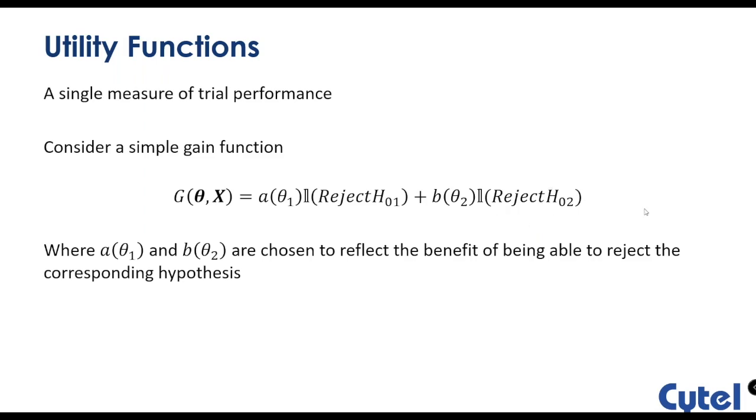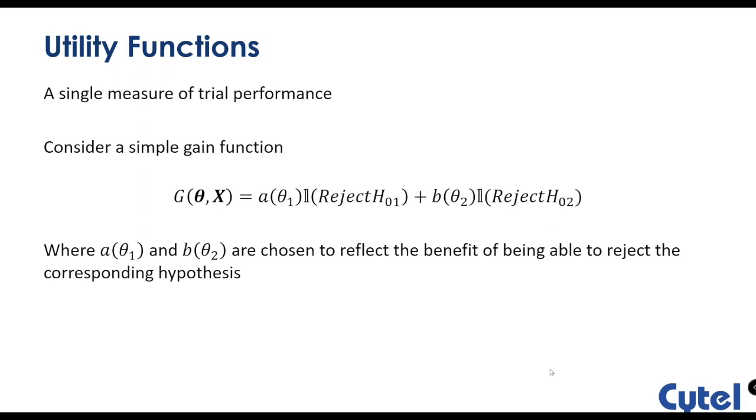What a gain function or a utility function does is bring those possible outcomes of the trial together and weights them by some kind of meaningful benefit in order to reflect how useful actually this result is to patients or to the sponsor. So here, your choice of A and B will be chosen to reflect the benefit that the corresponding result of the trial brings.